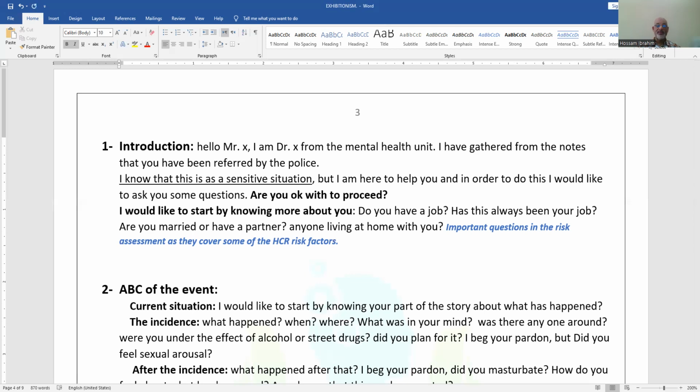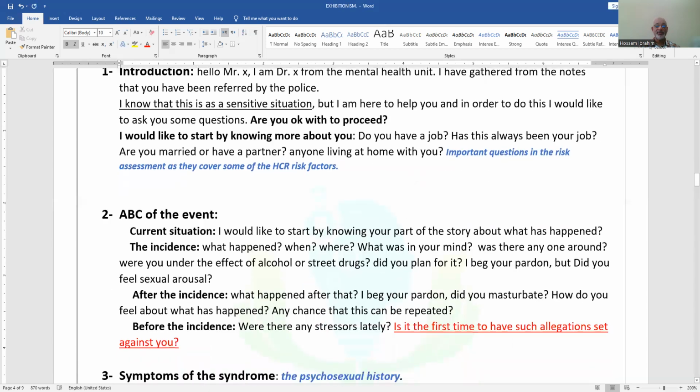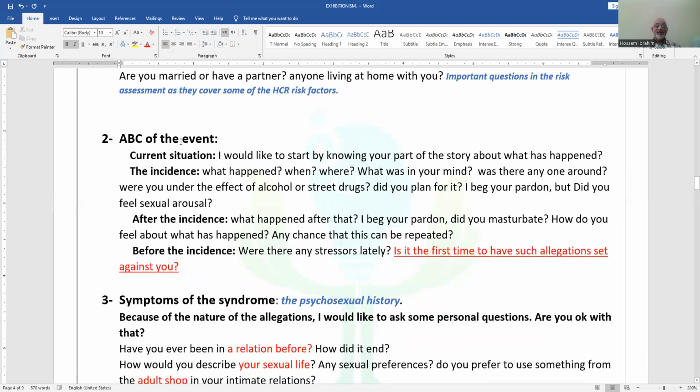Okay, so this is what I prefer. I don't prefer going directly to what happened and the psychosexual history. Try to make your approach smoother in order not to clash with the patient. Now, the ABC of the event. Start smoothly also when you assess the event.